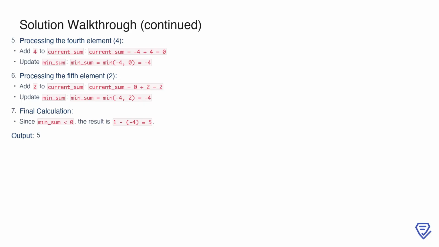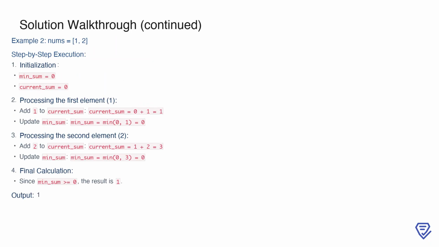After processing all elements, we calculate the result. Since min_sum is less than 0, we determine the minimum starting value needed to ensure all step-by-step sums are positive by computing 1 minus min_sum, which is 1 minus -4, resulting in 5. Therefore, the output for this example is 5.